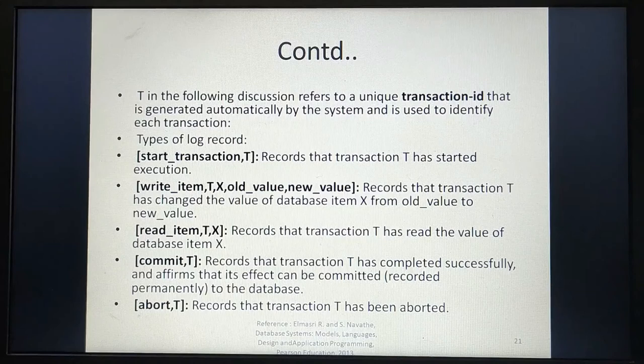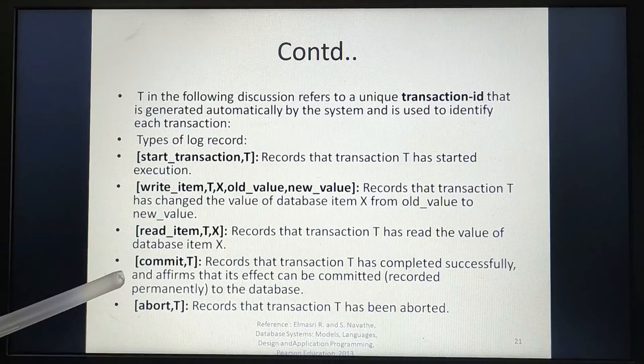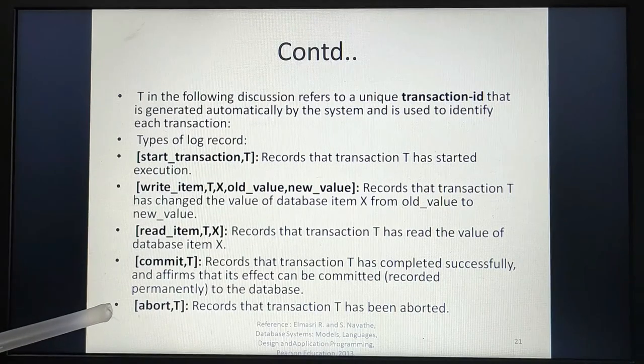This is used at recovery time to reset the value of X back to the old value from the new value. Next, read item T, X: records that the transaction T has read the value of database item X. Commit T: records that the transaction T has completed successfully and affirms that its effect can be committed to the database permanently. Last is abort: records that the transaction T has been aborted.